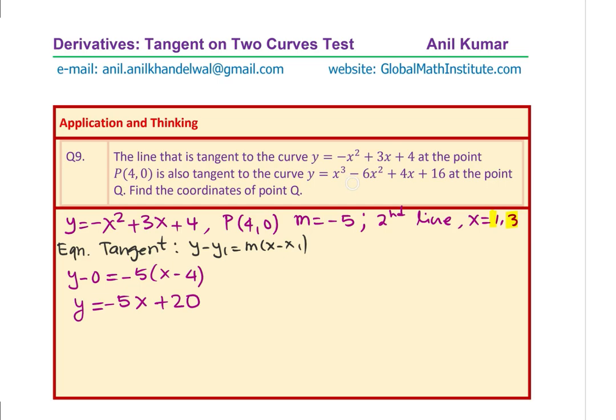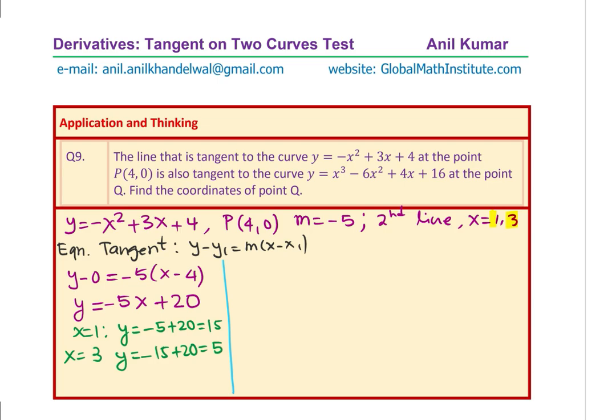And should lie on the curve. Correct? So we have to check the value. So if I put x equals 1, then what do we get? If I put x equals 1, I get y equals minus 5 plus 20, which is 15. And if I put x equals 3, then I get y equals minus 15 plus 20, which is 5. So these are the 2 points.